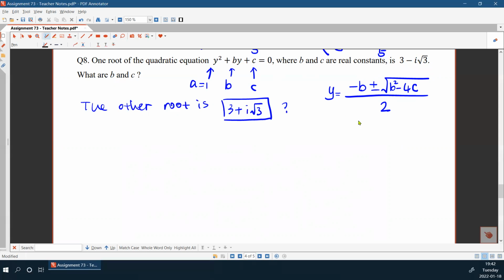So can you tell me, according to this formula, where can i appear? Can i appear here? Of course it can't, right? Because negative b is a real number. A real number over 2 cannot have an i, right? There cannot be an i in there. You understand? If you have an i in your solution, it can only occur here, right? If b squared minus 4c is less than 0, then we will have an i in the second part of the solution. Can you see that?